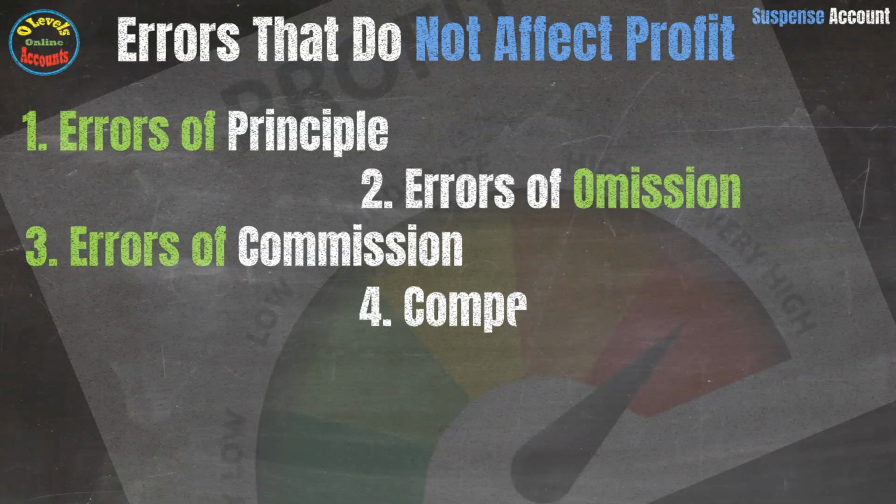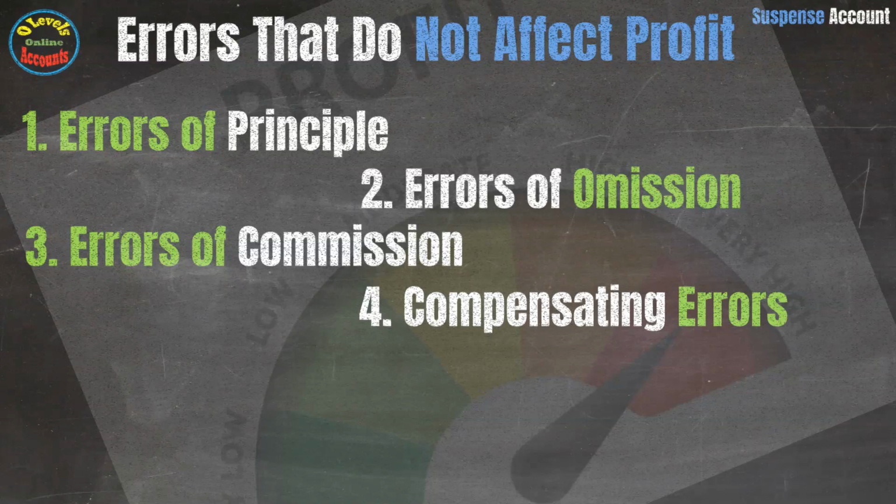Number 4, compensating errors. These occur when two or more errors cancel each other out. For instance, one error overstates an amount, and another error understates it by the same amount. The overall financial result remains unaffected, including the profit.